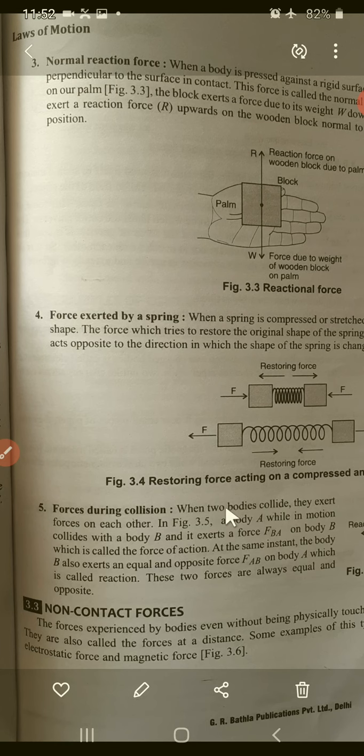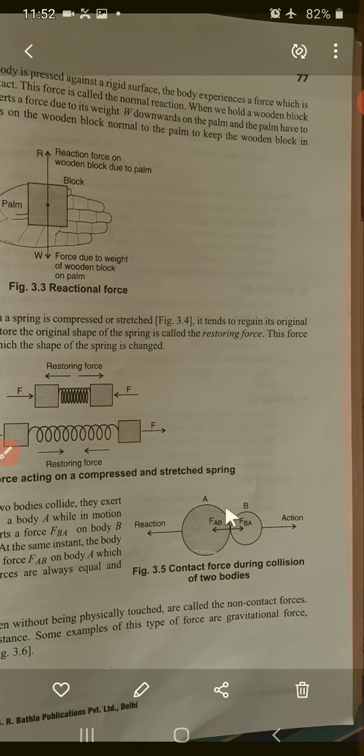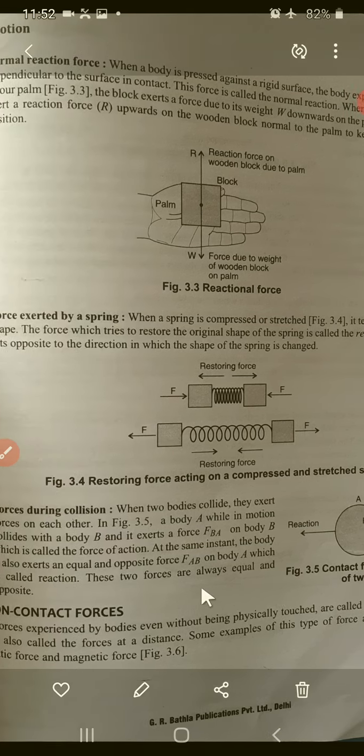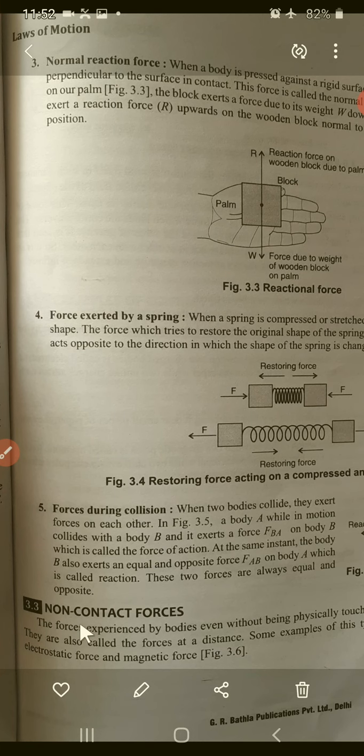Force during collision. You can understand this by the figure. A and B are two objects. During the collision, body A applies a force on B and body B applies a force on A. So F_AB and F_BA. Okay, it is action and reaction. These were contact forces.